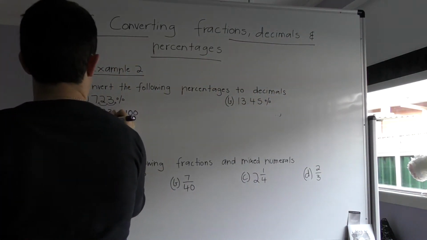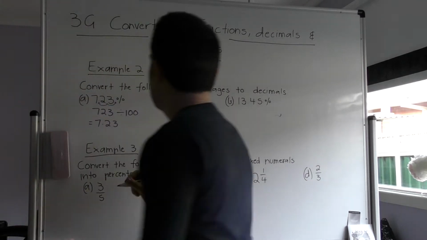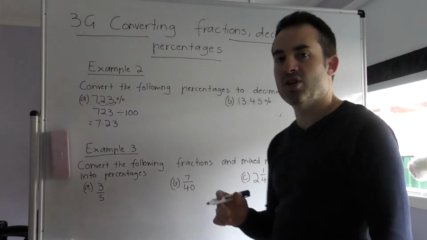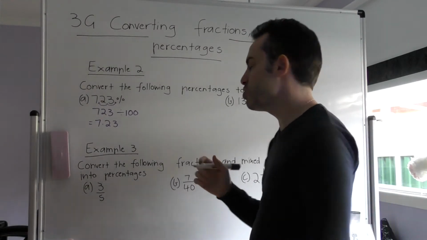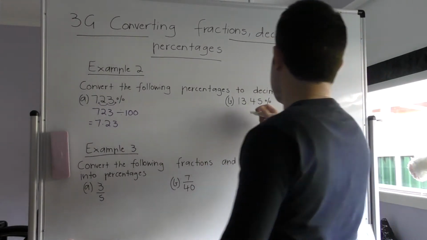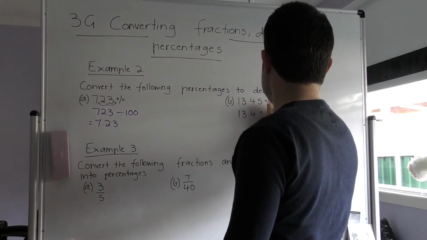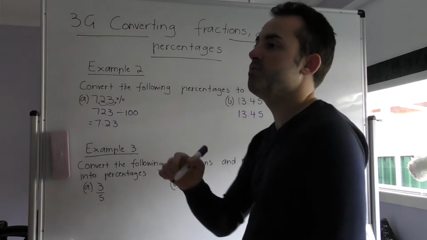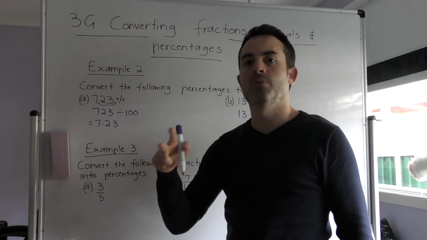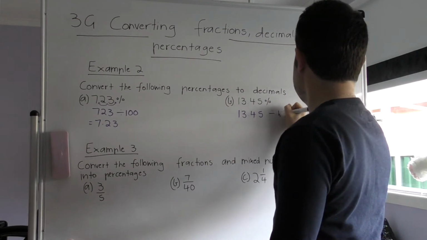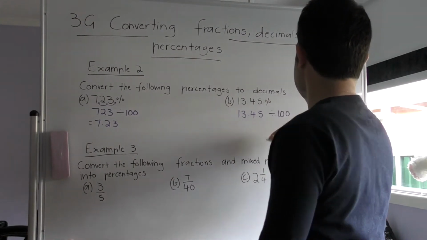So 7.23. I do the same with this one. I've got 13.45%. I need to convert a percentage to a decimal, so I need to divide that number by 100. Now that's already in decimal form, but it's written as a percentage. So when we're converting from percent to decimal, we need to divide it by 100. So we need to divide this number here by 100.